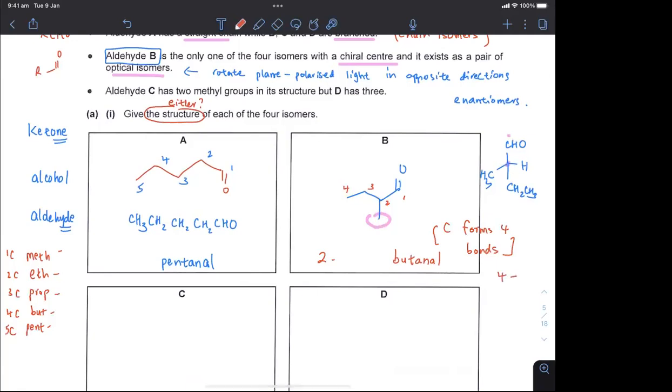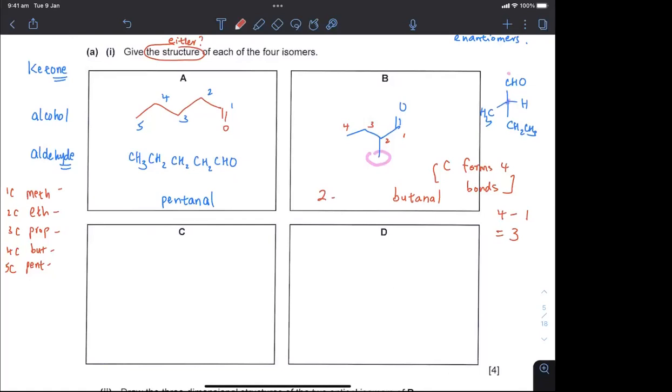You only see 1 because you only show 1. So 4 minus 1 equal to? 3. That is because you do not show the hydrogen bonded to carbon. So there must be CH3 here. CH3 is 1 carbon. 1 carbon is meth. So that is called 2-methyl.